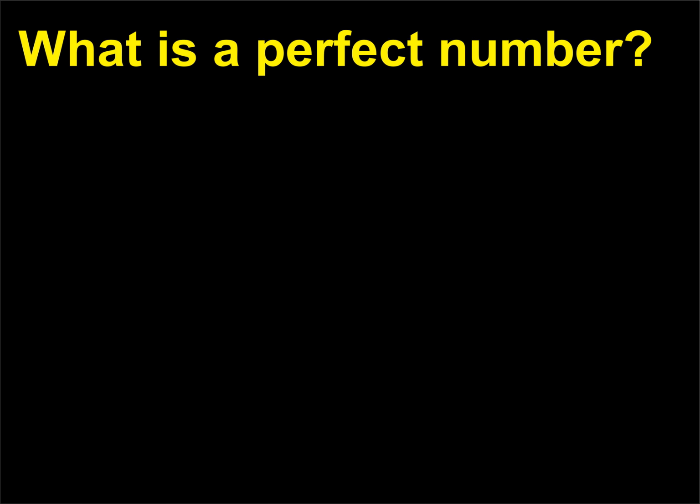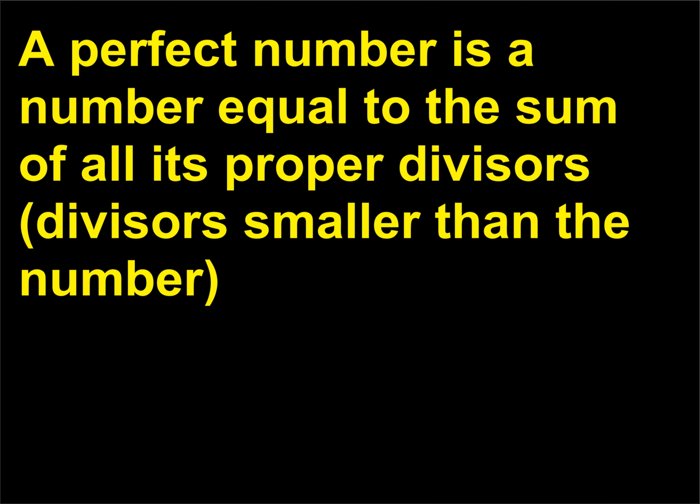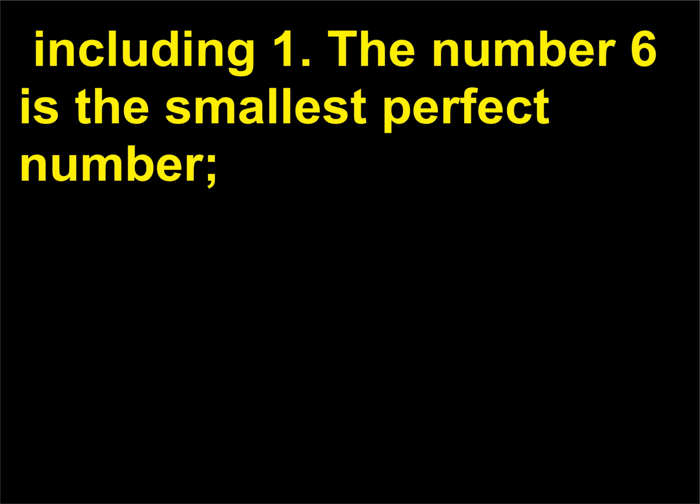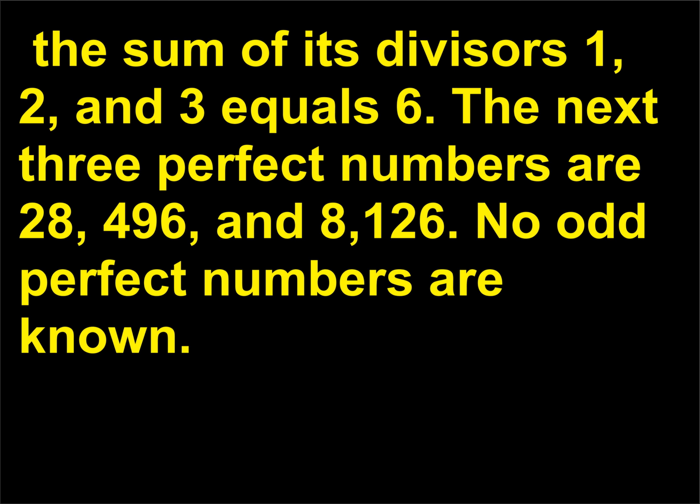What is a perfect number? A perfect number is a number equal to the sum of all its proper divisors, divisors smaller than the number, including 1. The number 6 is the smallest perfect number. The sum of its divisors 1, 2, and 3 equals 6. The next three perfect numbers are 28, 496, and 8128. No odd perfect numbers are known.